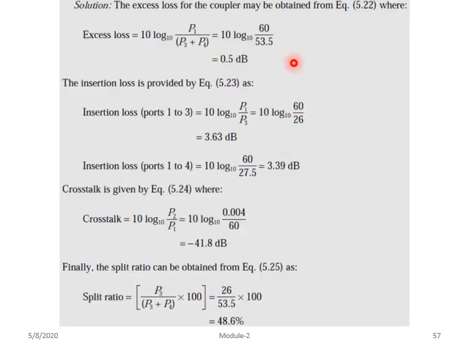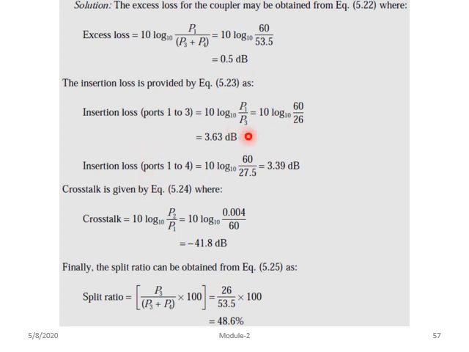So with respect to the given information, we have P1 equal to 60 microwatt, and the rest of the values we just need to remember. For excess loss, we have the equation with ports 1, 2, 3, 4. So P1 to P3 and P4, we are going to take P3 plus P4. We know from the given information P3 plus P4, and P1 we have. So simplifying, we get excess loss as 0.5.